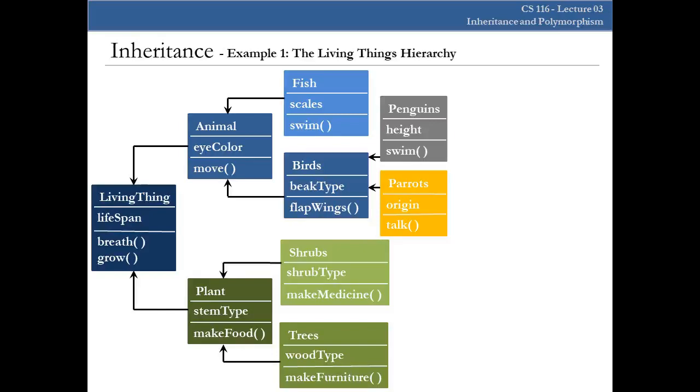So the point that I'm trying to make here is that where you put a specific attribute or where you place a specific method, that's a design decision, right?